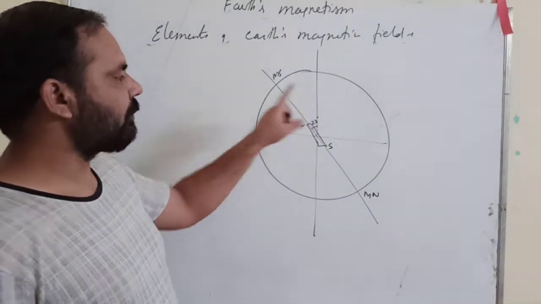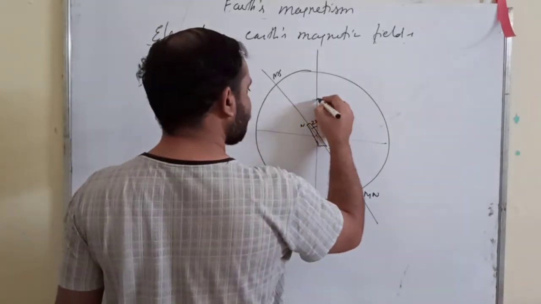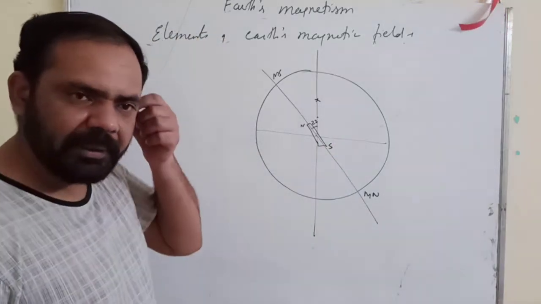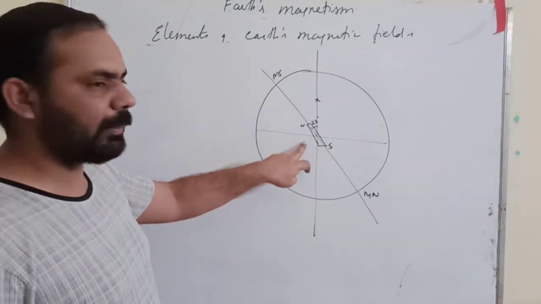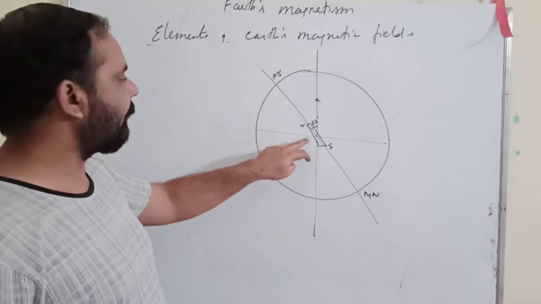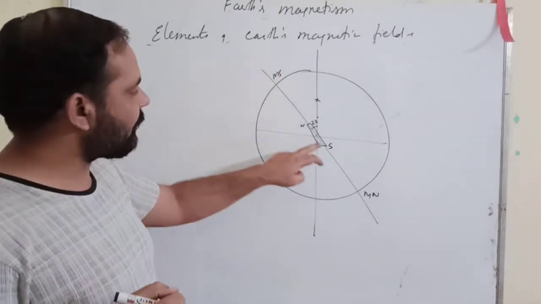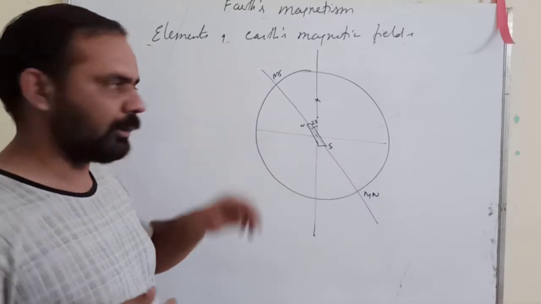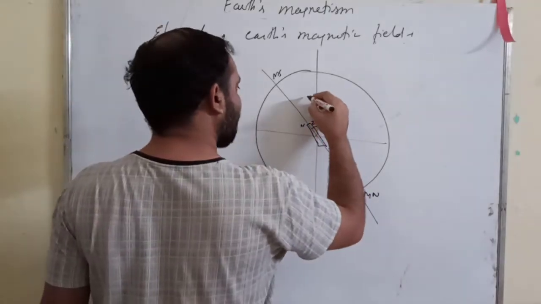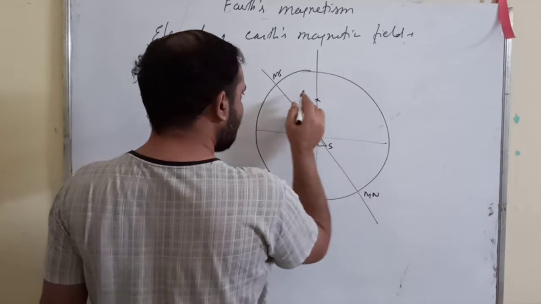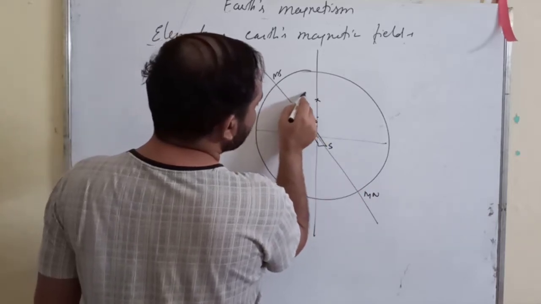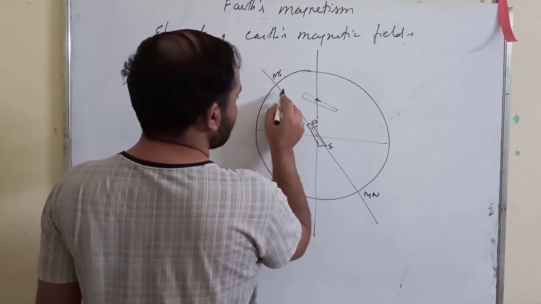Now the person moves here, to this place. Now how will the magnet align? What will happen? This north pole will be attracted by the magnetic south, and this south will be attracted by the magnetic north. Now when the person reaches here, the magnet will be aligned in such a way, like this.